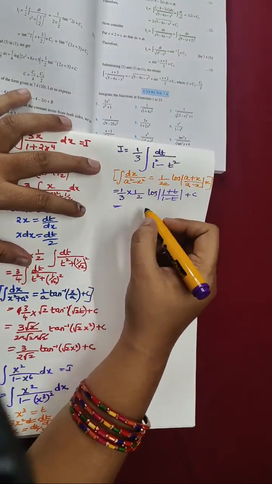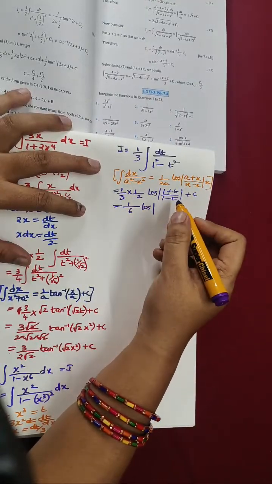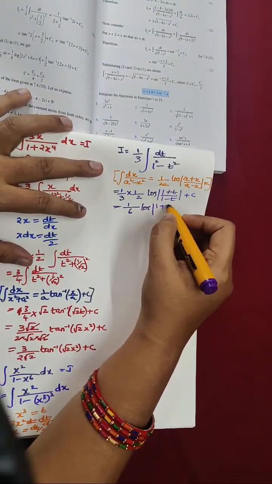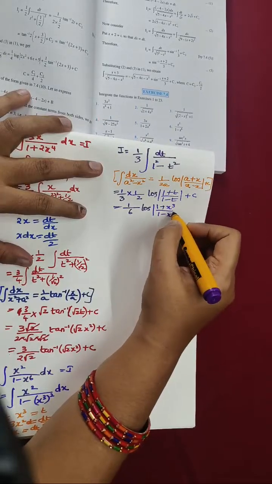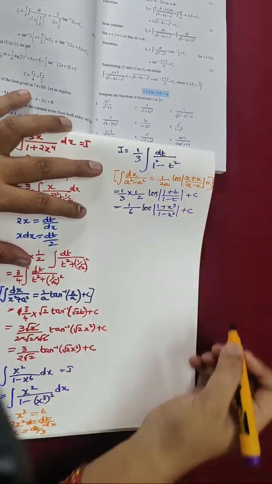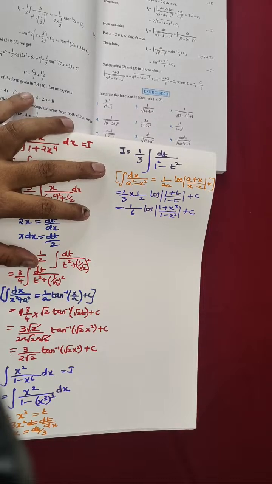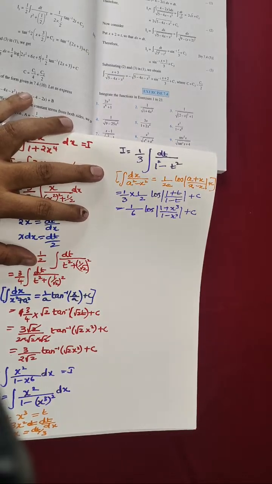Anyway, we can't cancel here. So 3 2s are 6 log of, replacing t in terms of x, that is x cube. So log of 1 plus x cube by 1 minus x cube plus c. This is the required answer. Any doubt in this? Do you want me to repeat anything? Okay.